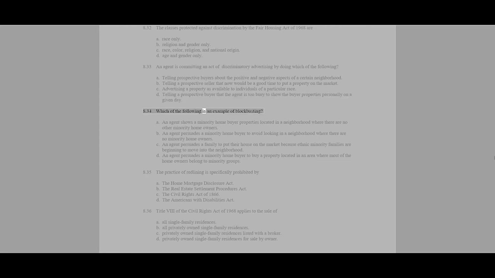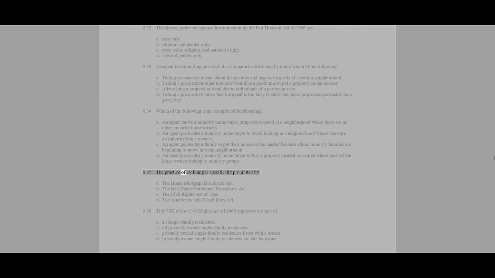8.34 Which of the following is an example of blockbusting? A. An agent shows a minority home buyer properties located in a neighborhood where there are no other minority homeowners. B. An agent persuades a minority home buyer to avoid looking in a neighborhood where there are no minority homeowners. C. An agent persuades a family to put their house on the market because ethnic minority families are beginning to move into the neighborhood. D. An agent persuades a minority home buyer to buy a property located in an area where most of the homeowners belong to minority groups.